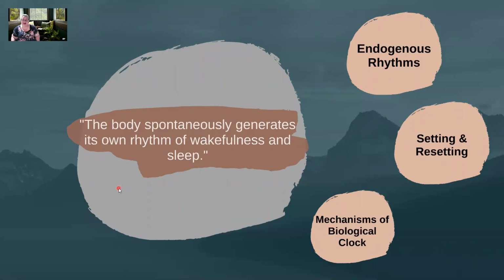So, this is a quote from our text. The body spontaneously generates its own rhythm of wakefulness and sleep. So I think that some people probably think that because of certain stimuli in our surroundings, that that's what is generating our sleep and wake cycles. But our text highlights that that's actually an internal mechanism. So our body is actually generating this sleep wake rhythm or cycle. And that's what we're going to mainly focus on today.